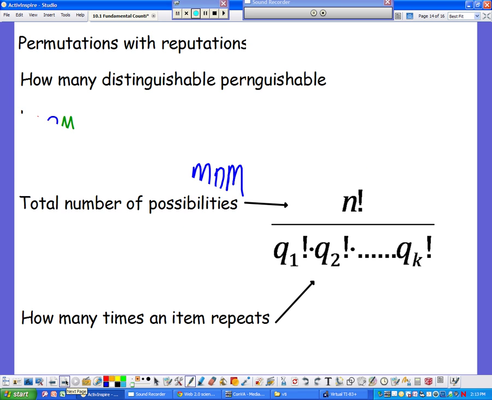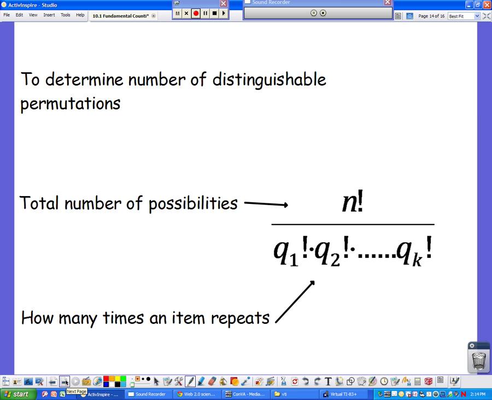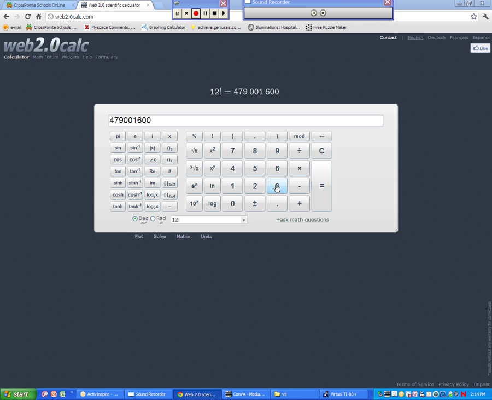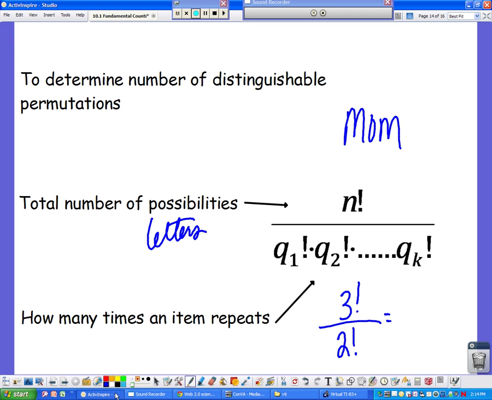And here's how you find it. Now the formula looks a lot uglier than it is. All you're going to do is find how many total possibilities I have, in other words, how many letters are there. And the bottom is, how many repeats do I have? So let's look at the word mom. Mom has 3 letters, so we're going to do 3 factorial. And on the bottom, I want the repeats. I have 1, 2, so it's just 2 factorial. If you use your scientific calculator, we could do 3 factorial divided by 2 factorial, and we find out that there are 3 different ways that we can arrange the letters in mom.